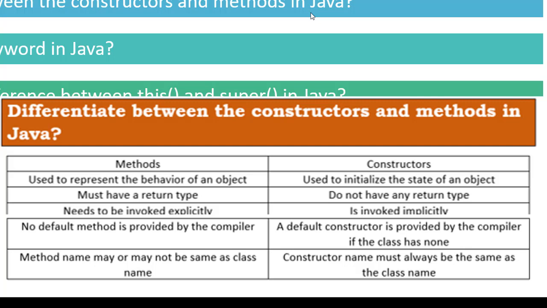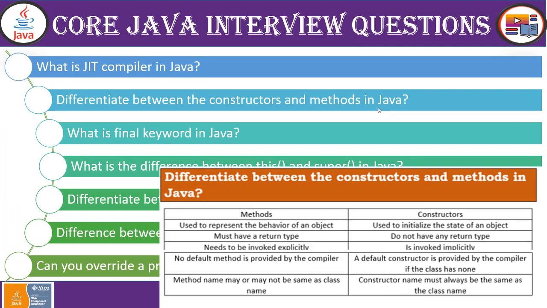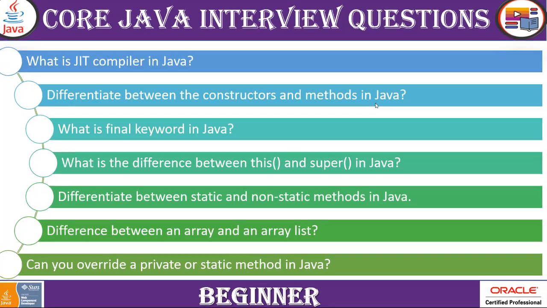In method, no default method is provided by the compiler, whereas a default constructor is provided by the compiler if the class has none. Method name may or may not be the same as the class, whereas constructor name must always be the same as the class. What is final keyword in Java?